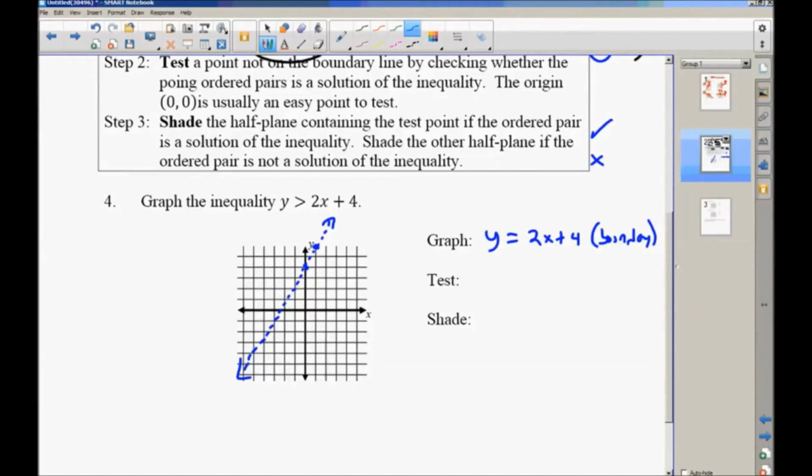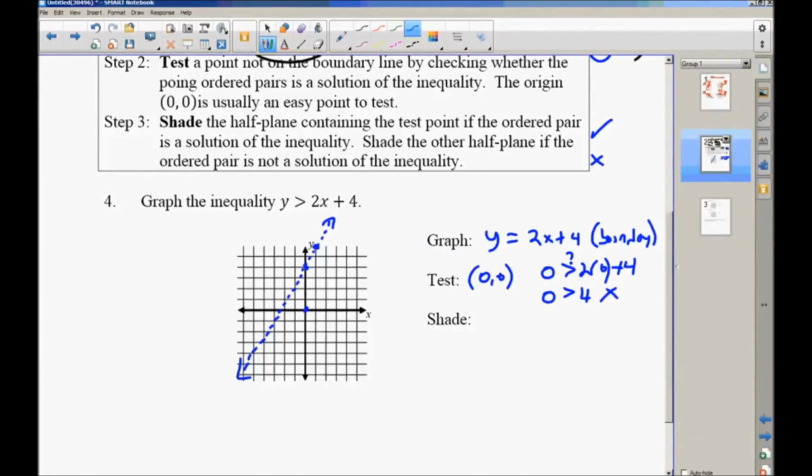All right, now we're going to test a point. The easiest point to test is the origin, 0, 0. So we'll try to see if 0, 0 is on the shaded part, the half of the plane in our solutions. So I chose to test 0, 0 because it wasn't on the line and it's the easiest point to test. So I'll plug 0 in for y, question mark. I'll plug 0 in for x. And then we'll add up the left side or right side here. So we get 0, 2 times 0 is 0, plus 4 is 4. 0 is not greater than 4.